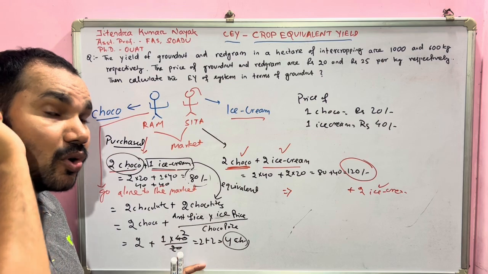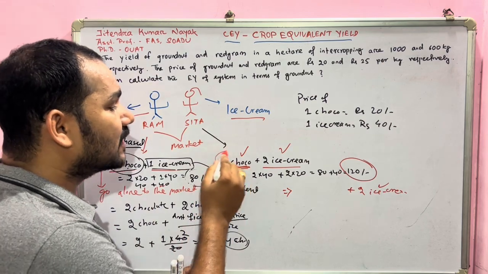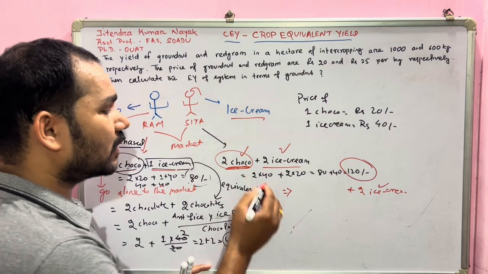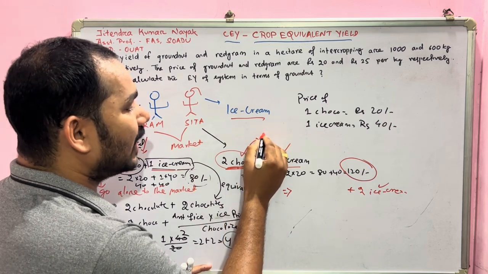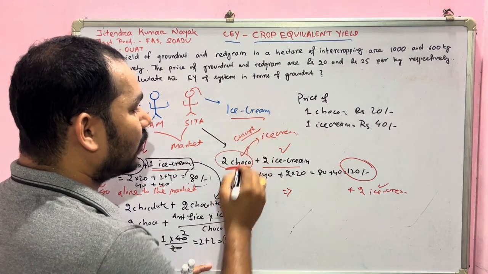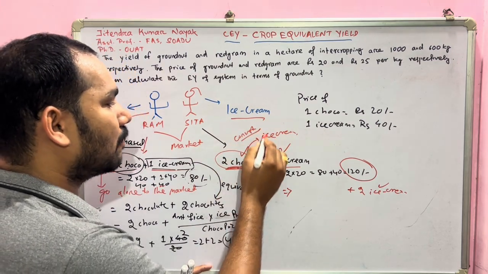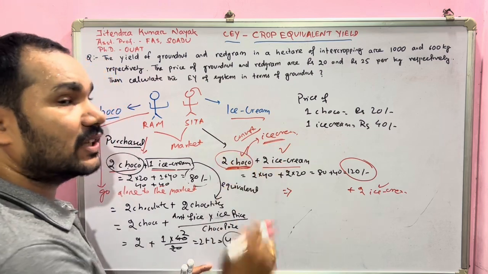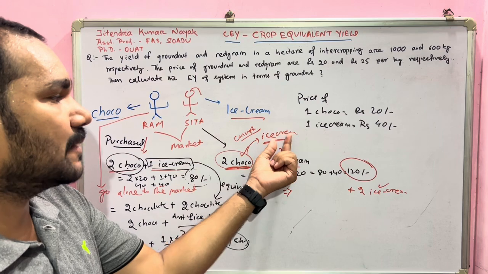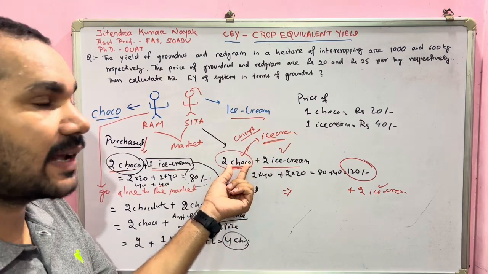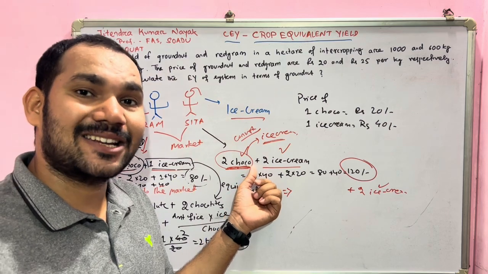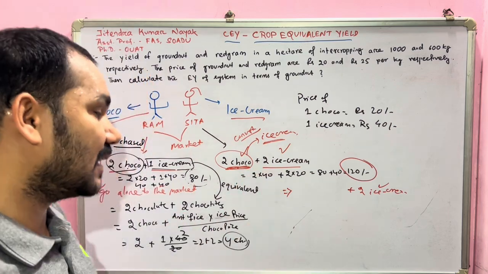That means we have to know what is the equivalent ice cream for these 2 chocolates. So convert 2 chocolates to ice cream. What is the equivalent number of ice creams for these 2 chocolates? Then the formula will be, ice cream price is 40 rupees, 2 chocolates price is 40 rupees. That means instead of 2 chocolates, I can purchase only 1 ice cream, and the formula will be like this.